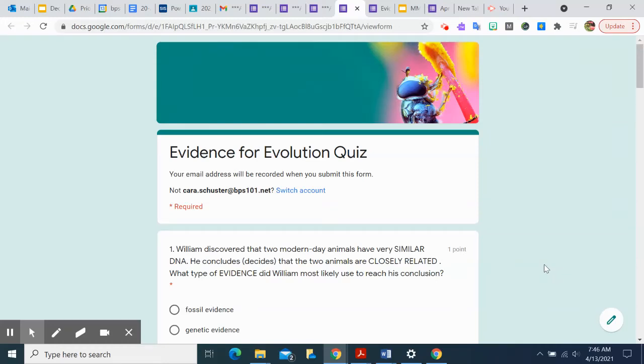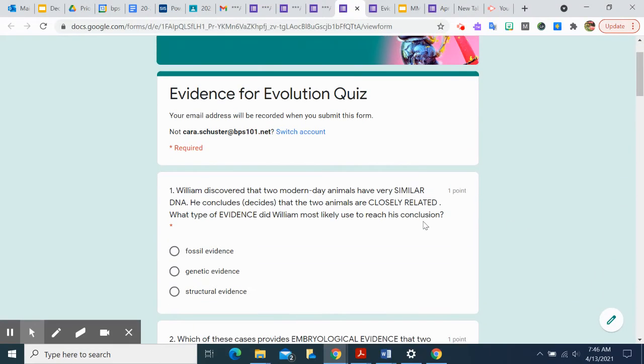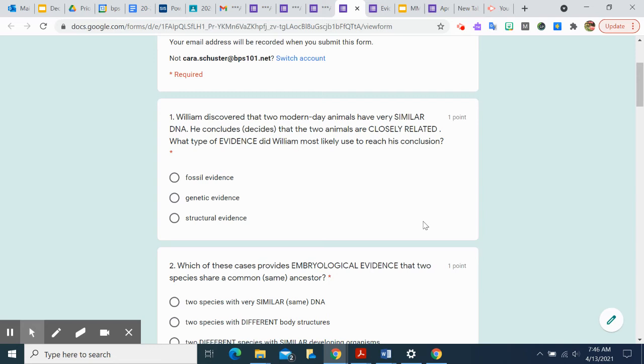Evidence for evolution quiz. Number 1, William discovered that 2 modern-day animals have very similar DNA, meaning the same. He concludes that the 2 animals are closely related. What type of evidence did William most likely use to reach his conclusion? Fossil evidence, genetic evidence, structural evidence.